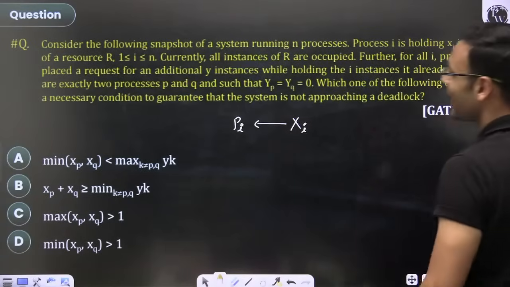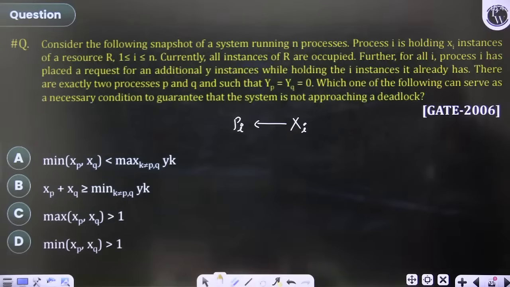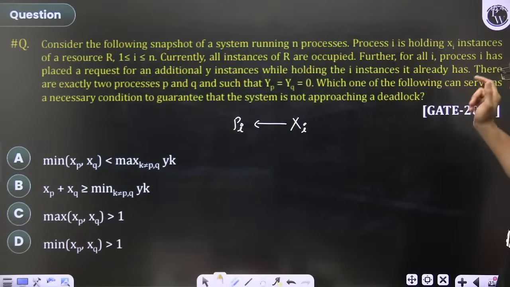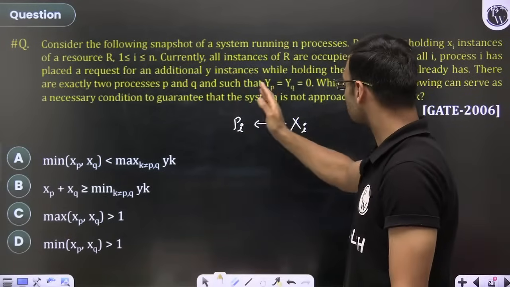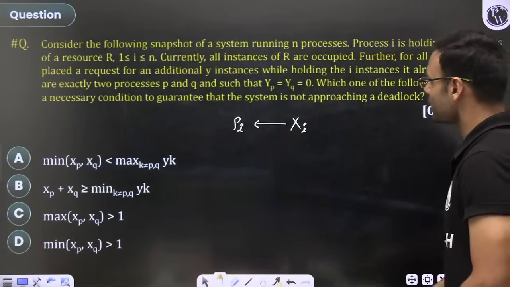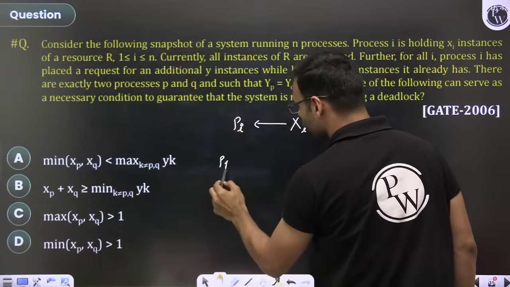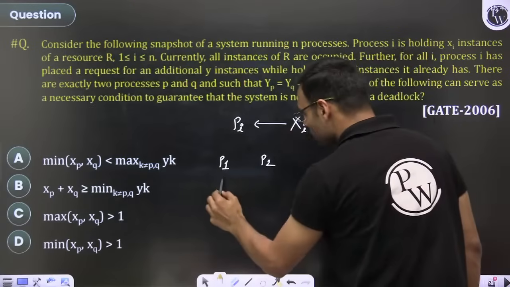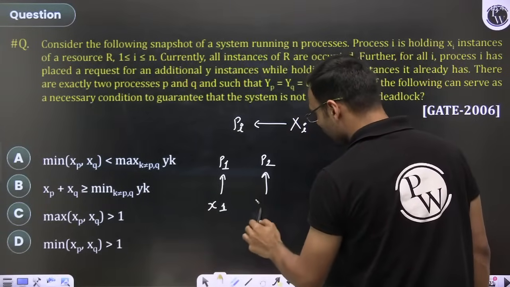Further, for all i, process i has placed a request for an additional yi instances while holding xi instances it already has. Okay, so the process has already some instances and it has initiated a request for yi more instances. There are exactly two processes P and Q such that yP and yQ are 0. Means, look at this. Two processes are there, let's say P1 and P2. This process is having x1, this process is having x2.